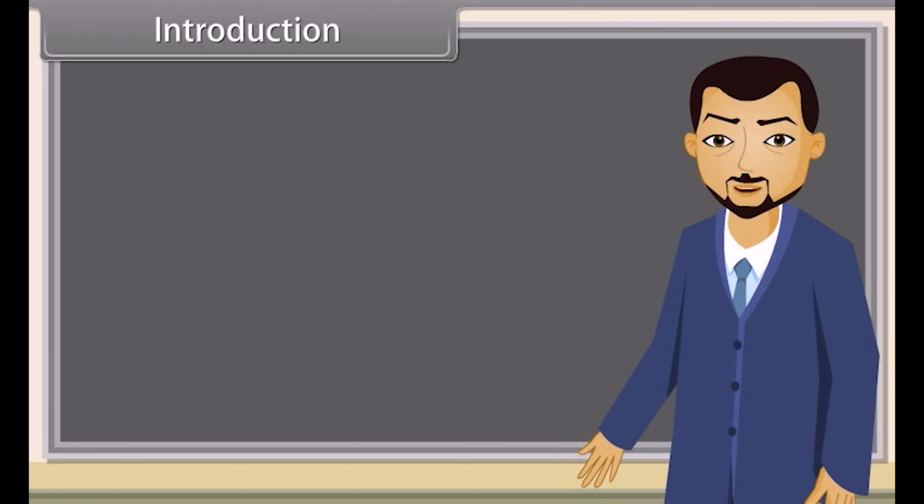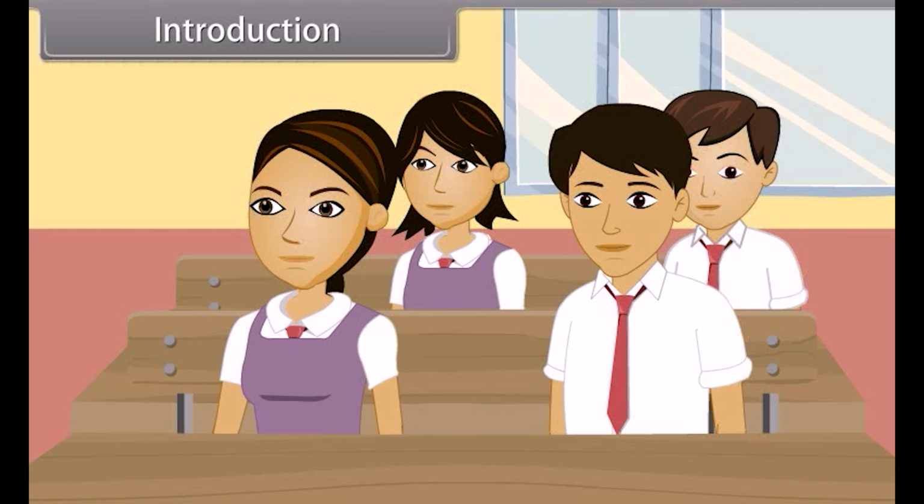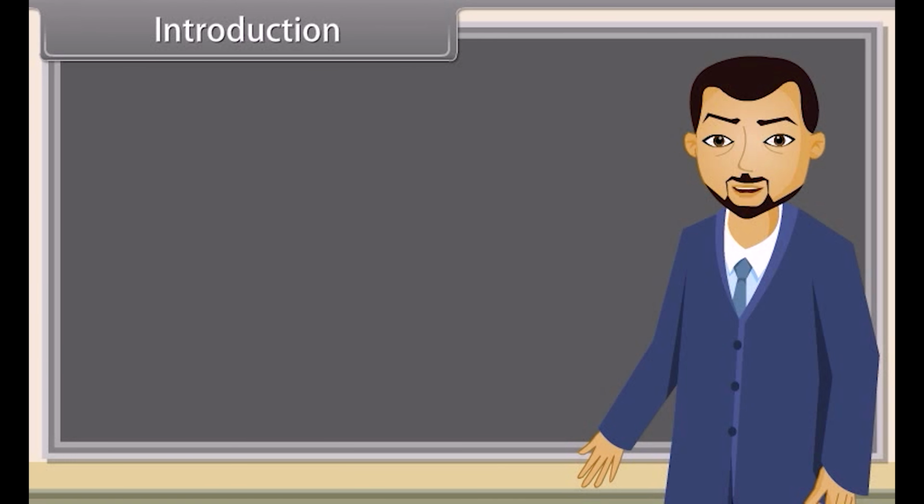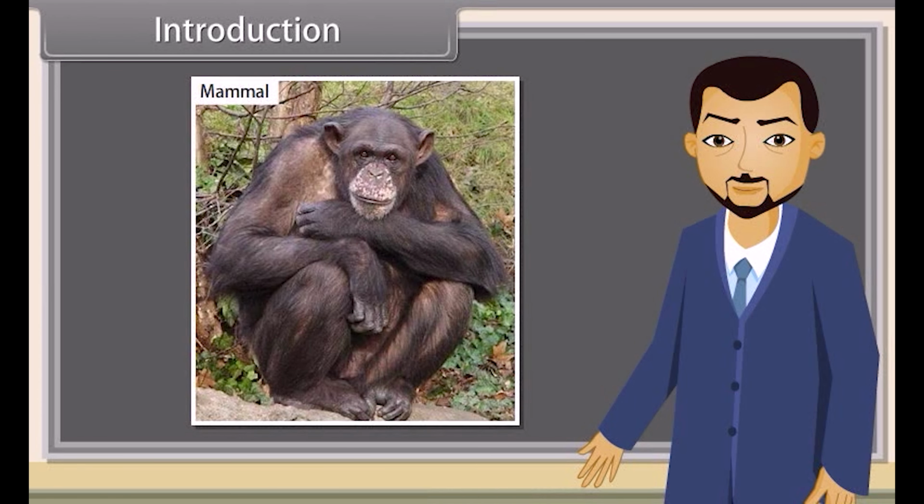Can anybody tell me what are organisms? Sir, organisms are the living things that are capable of reacting to stimuli, reproduction, growth, and homeostasis. Well said, Ria. And the examples of organisms are mammals, birds, bacteria, fungi, etc.